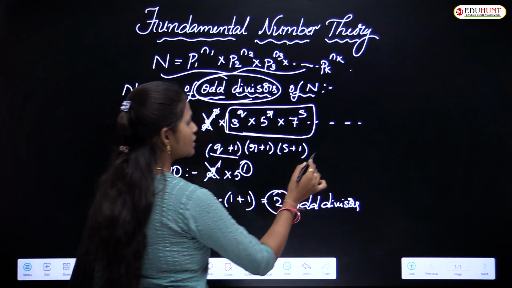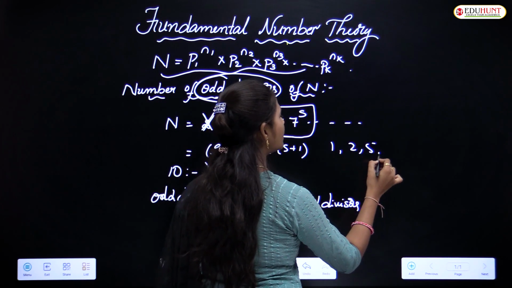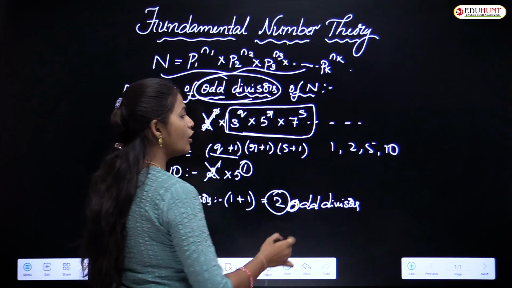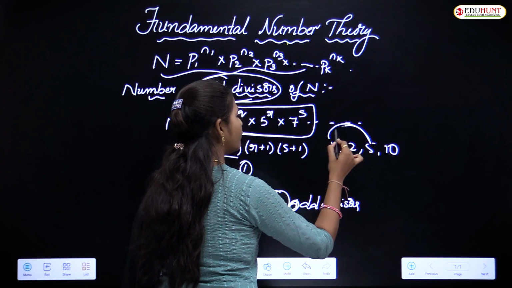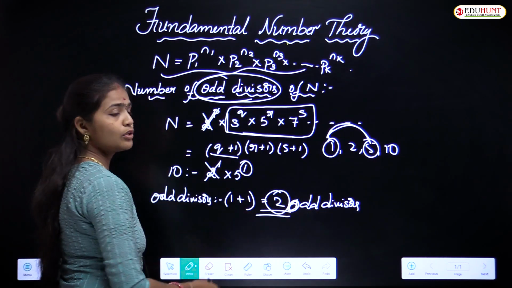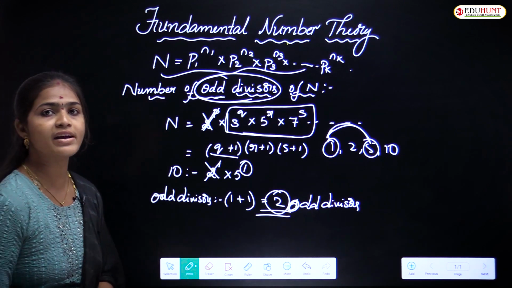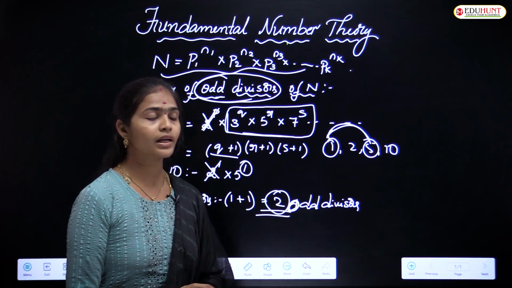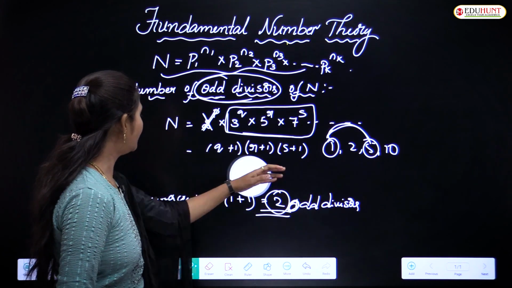Okay, let us see: the divisors are 1, 2, 5, 10. How many odd divisors are there? 1 and 5. These two are the odd divisors, no? So we got 2 as the number of odd divisors of the given number. Okay, let us see one more example.